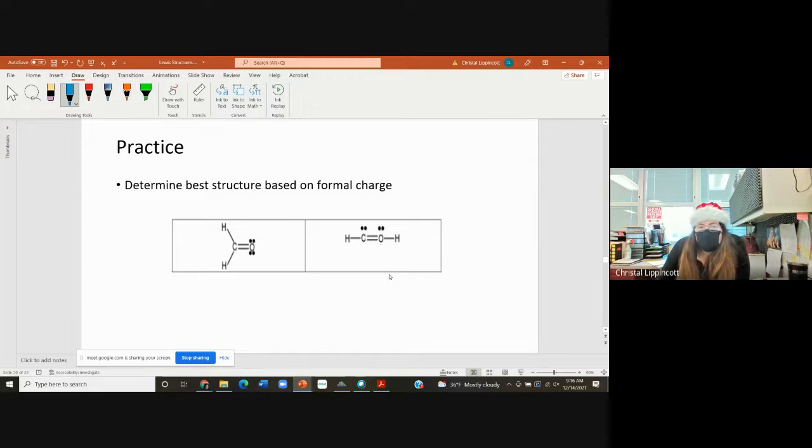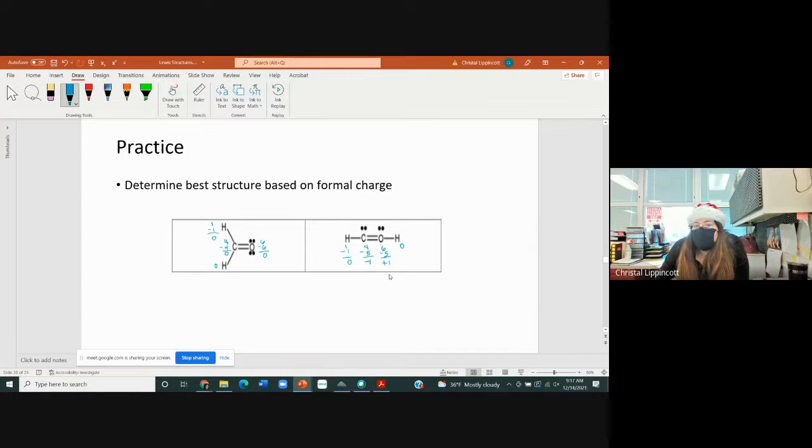All right, so hydrogen should have 1. It has 1, so its formal charge is 0. Carbon should have 4. How many does it have? 4, so it is at 0. Oxygen should have 6. It has 6, so it is at 0. Over here, 1 minus 1 is 0. This carbon should have 4. How many does it have? 5, so it's at a -1. This oxygen should have 6. It has 5, so it's at a +1, and then the hydrogen's at 0 again.